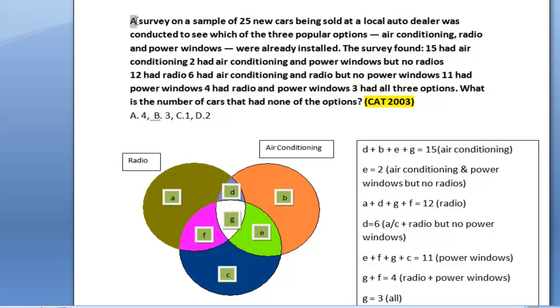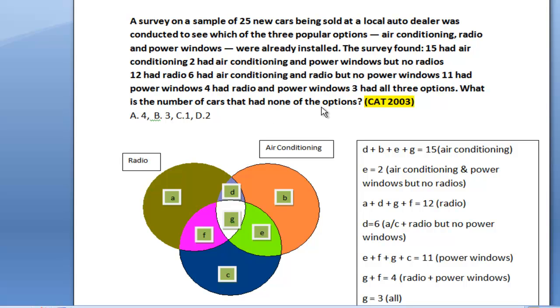A survey on a sample of 25 new cars being sold out at a local auto dealer was conducted to see which of the 3 popular options, air conditioning, radio or power windows, were already installed. They found that 15 had air conditioning, 2 had air conditioning and power windows but no radios, 12 had radios, 6 had air conditioning and radio but no power window, 11 had power windows, 4 had radio and power windows, 3 had all the 3 options. What is the number of cars that had none of the options?